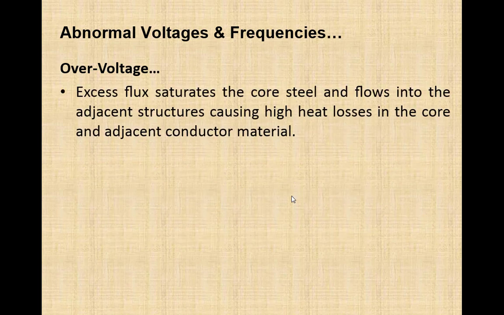So excessive flux saturates the core steel, flows into the adjacent structures, causing high heat losses in the core and adjacent conductor material. Those adjacent conducting materials are nuts and bolts which are attached to the core, or it could be the casing of the machine that is close to the core. So heating may occur around the core as well due to this overexcitation.